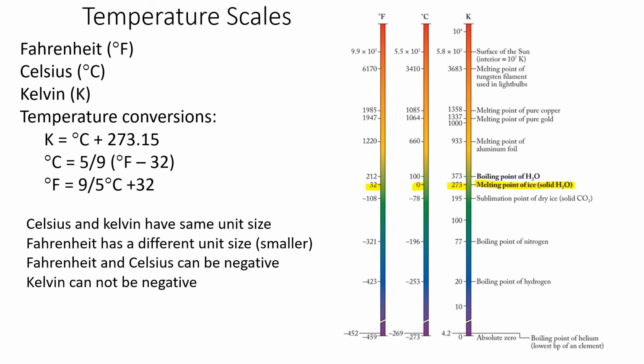Now we're going to use this in relationship to something else that water does. We know that water can freeze. We also know that water can boil. So we're going to look at the boiling point of water. The boiling point of water in the Fahrenheit scale is 212.